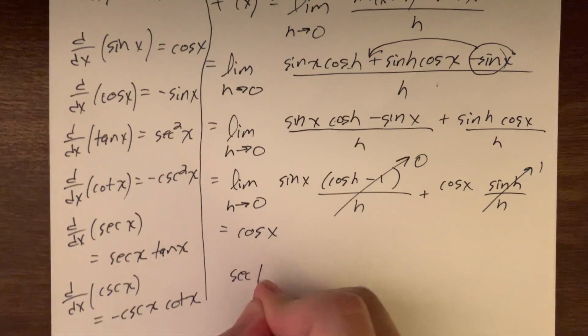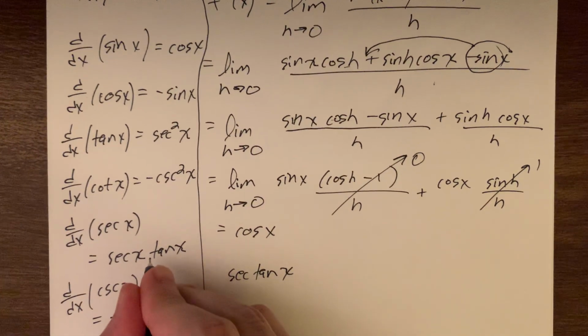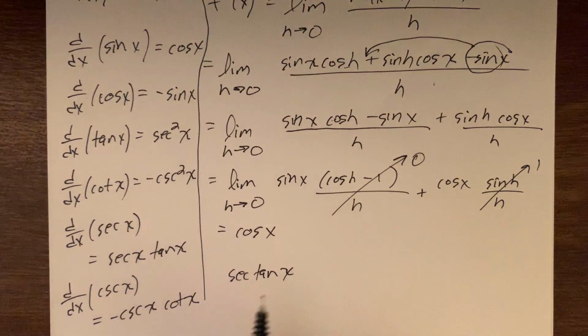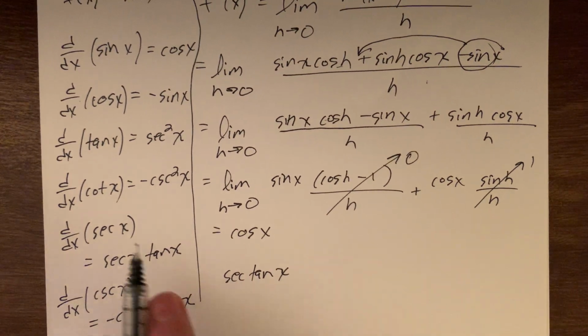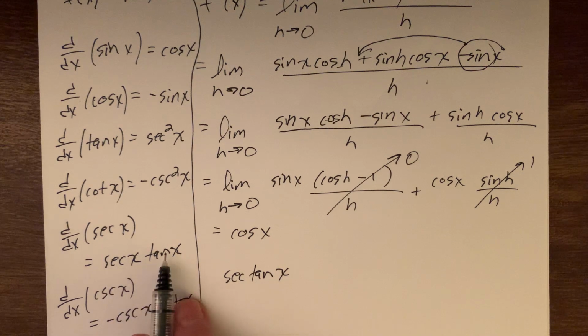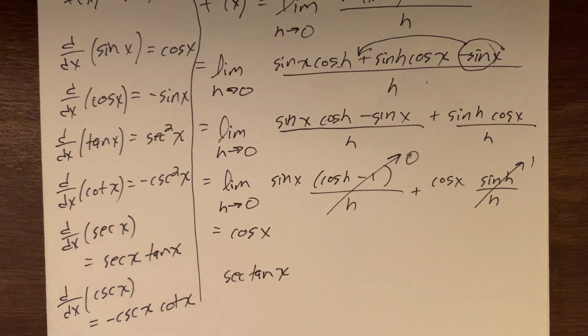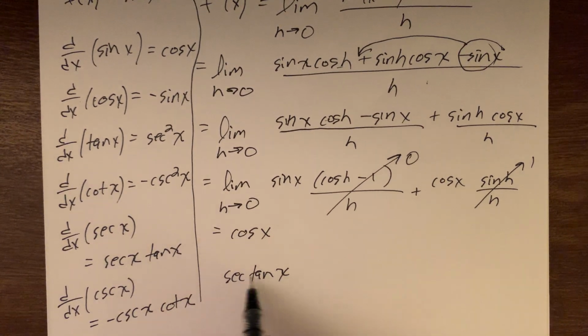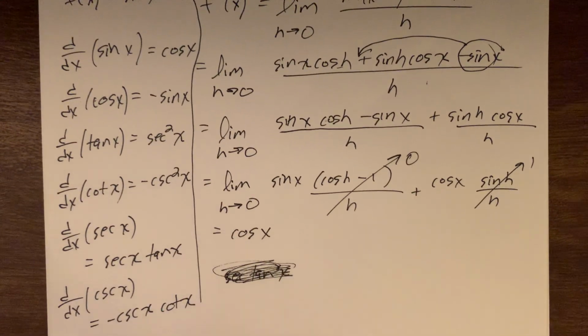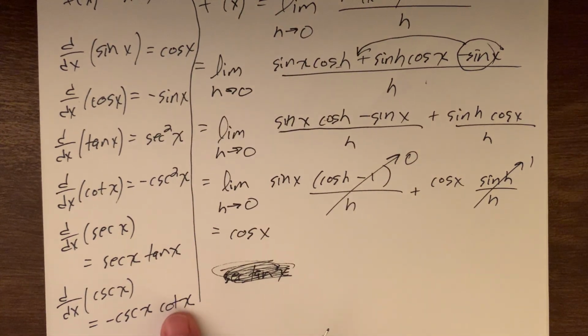Don't write secant tan x for this. Make sure you get in the good habit. Even though a lot of us just read it, the derivative of secant is secant tangent. Make sure you get the x in both of these. So this is our list of the basic trig derivatives.